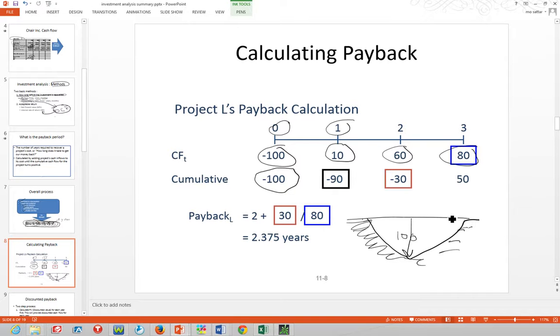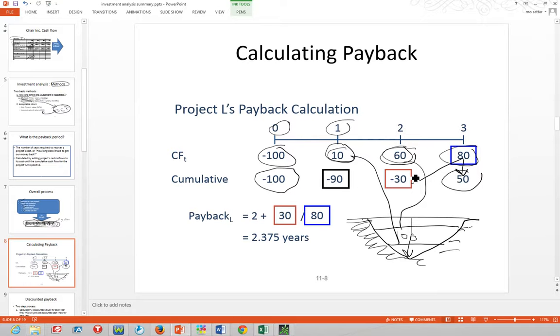So now, first year we make 10. If I take this 10 and put it in the hole, I will cover some of it. Next year we make 60. If I put that in, I will cover more of it. I'm still not covered. Why? Because taking my minus 100, adding 10, I'm left with still minus 90. Adding 60, I'm still left with minus 30. And when I look at the third year, where we make 80, taking minus 30 and adding 80, we end up with 50.